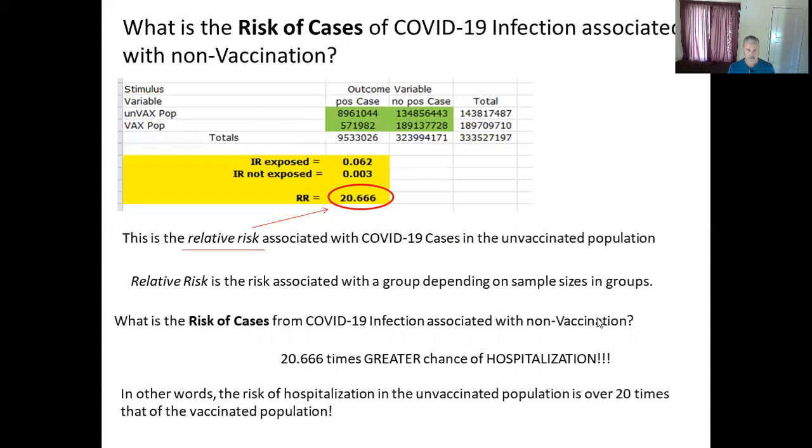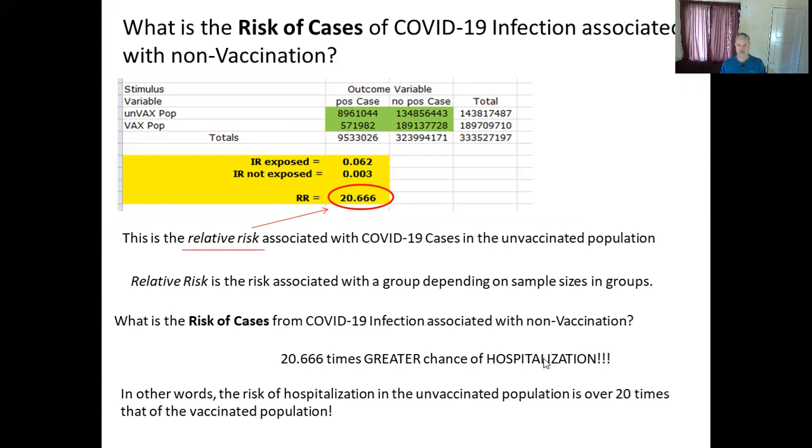Let's look at the second question that we can answer here. What is the risk of cases associated with being unvaccinated? This is the relative risk calculation. Remember, this eliminates the difference here between the 8.9 million versus only 500,000 people. Relative risk calculation at 20.666, almost 21 times. That's a multiplier. What is the risk?